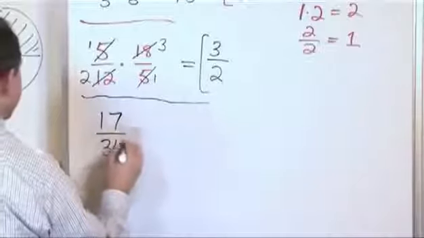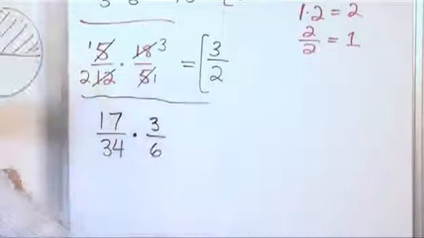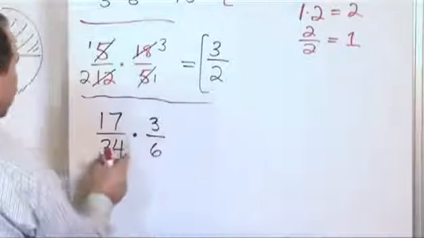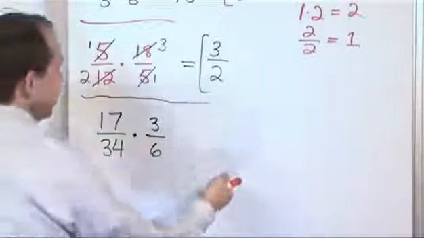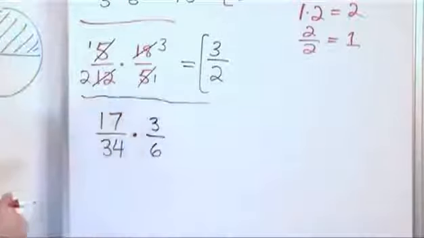What if I had 17/34 multiplied by 3/6? Again, I could take 17 times 3 and get a numerator. I could take 34 times 6 and get a denominator, but I'm going to have huge numbers, and then I'll have to simplify this huge fraction. Much easier to look and see if I can pre-simplify it.